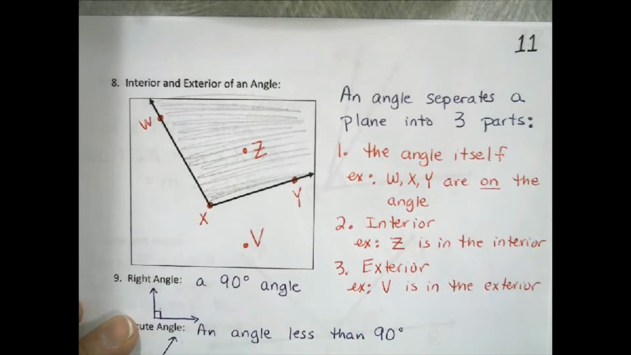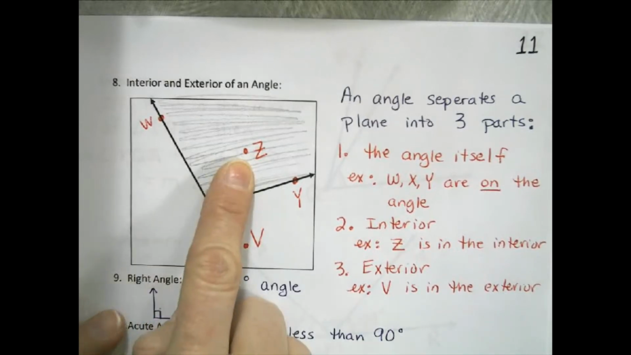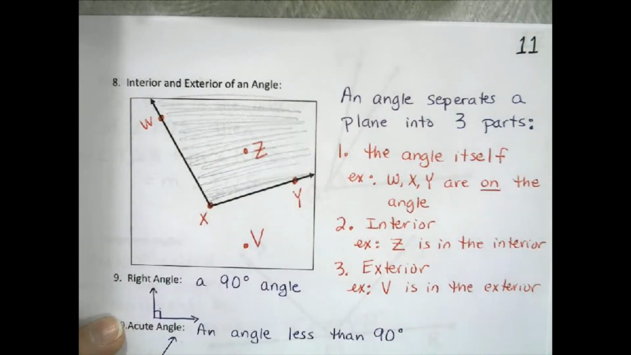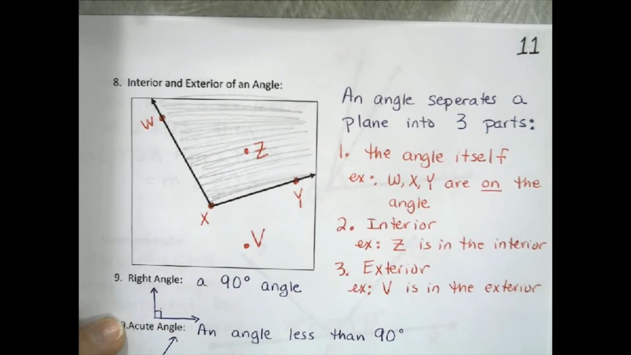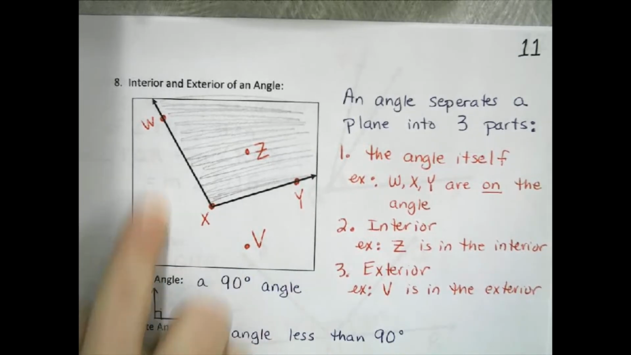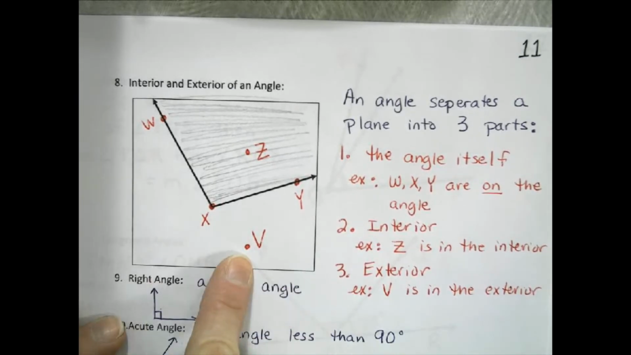There's also the interior, which is where I put point Z, for example. That's the space that is inside between the two rays of the angle, or the two sides. And then we have what's called the exterior, and here I put a point V as an example. So those are the three different parts of an angle.